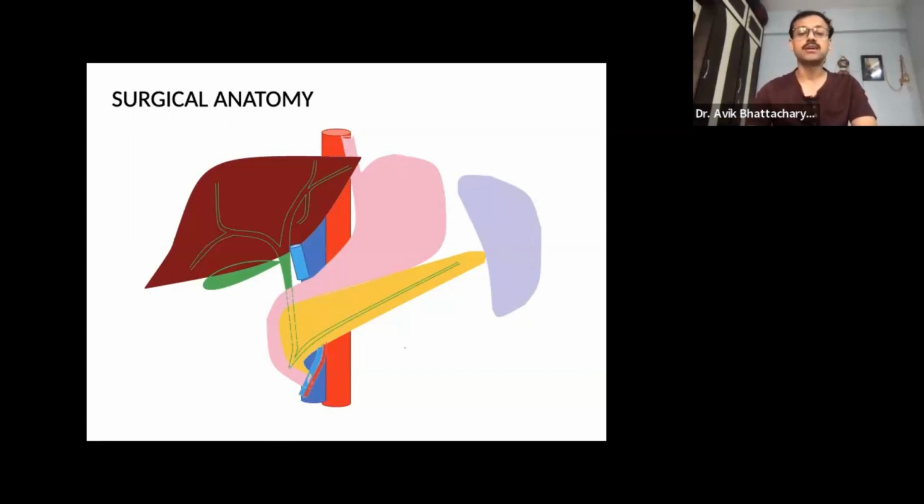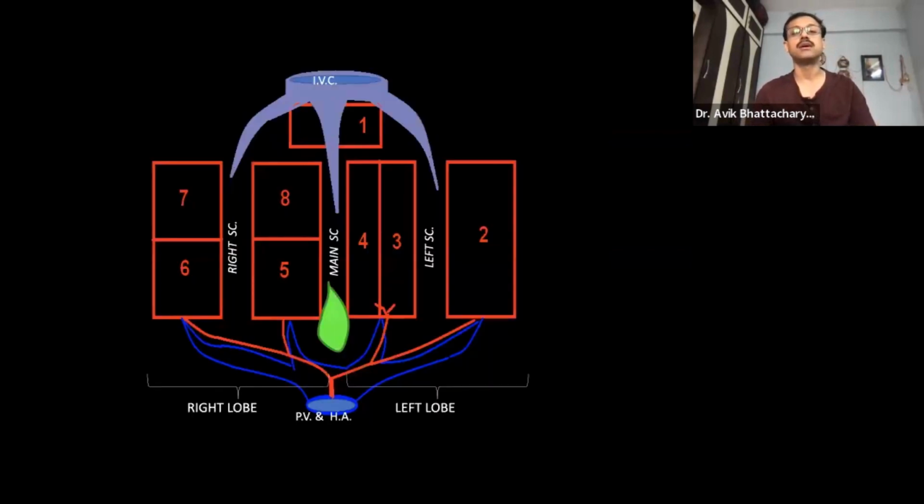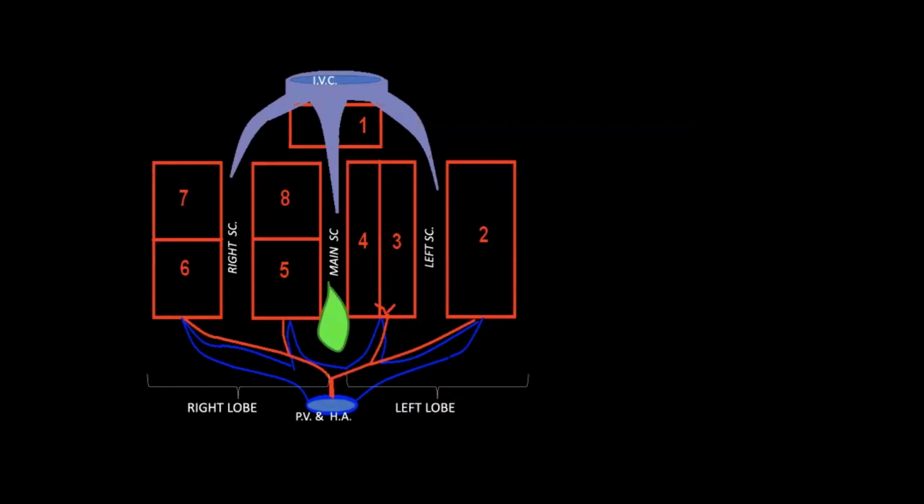So starting with the segmental anatomy of the liver, in our previous discussion also we have discussed the different segments of the liver. Can you see my cursor? I think the cursor is not seen, but you can see my image.